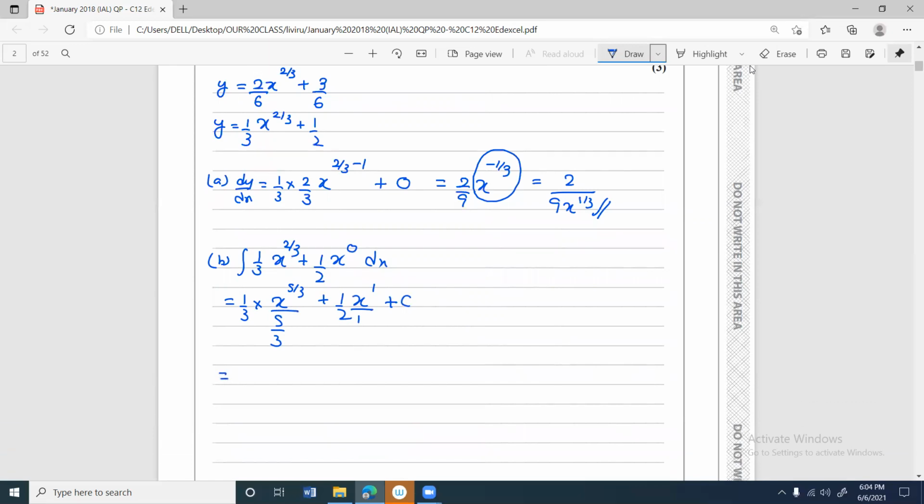So this is the denominator, this is the numerator, and again this 3 goes up as a numerator. It turns out to be 1 over 3 times 3 over 5 x to the power 5 over 3 plus 1 over 2 x to the power 1, plus c. This 3 cancels with the 3 over here. So 1 over 5 x to the power 5 over 3 plus 1 over 2 x plus c would be the final answer. That is the integration for that problem. Yeah, that's how to do it.